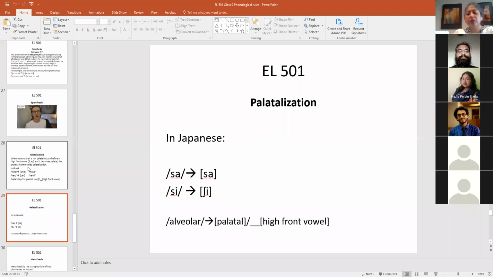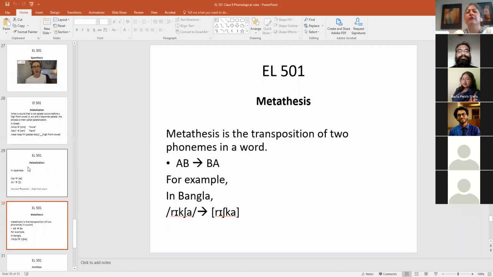Okay. So I'm just going to go briefly over the secondary phonological processes that we have, and these are the very easy ones. One is called metathesis.